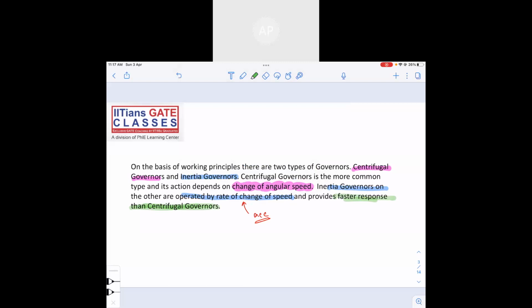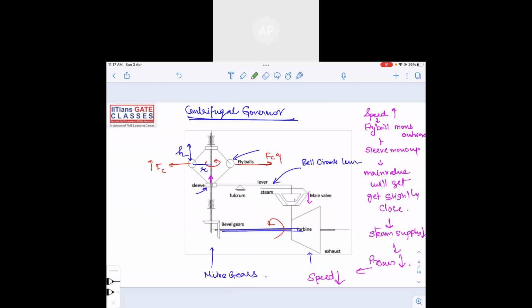Please remember, there are two types of governor: inertia and centrifugal. Inertia governors are operated by rate of change of speed. Centrifugal governors are operated by change of angular speed. Inertia governors provide a faster response, but centrifugal governors are more common because of the easy construction and easy maintenance of the governors.